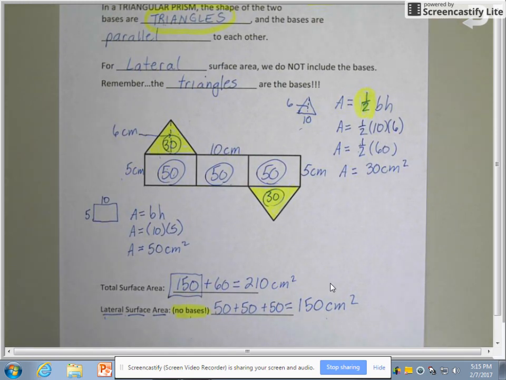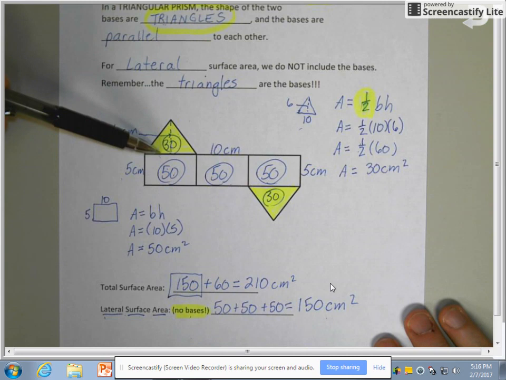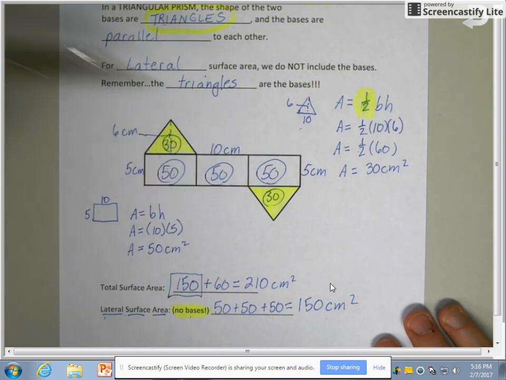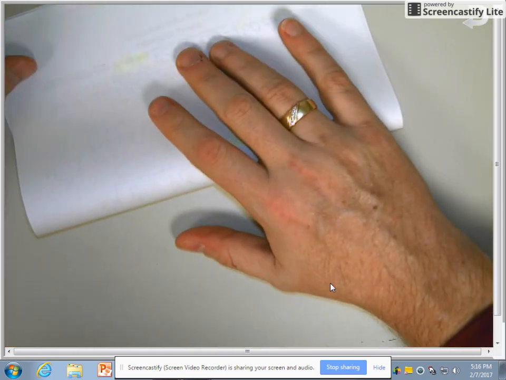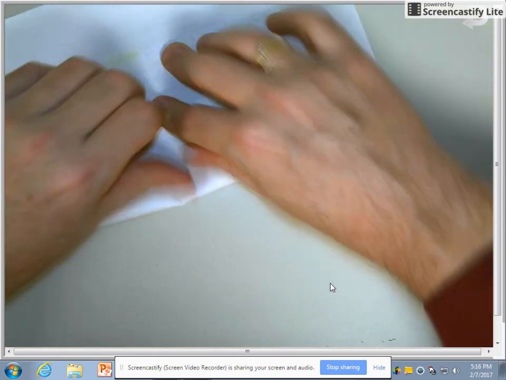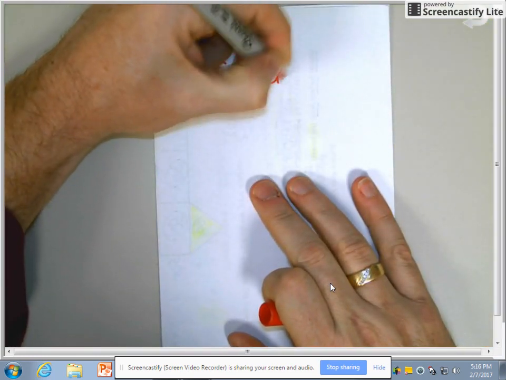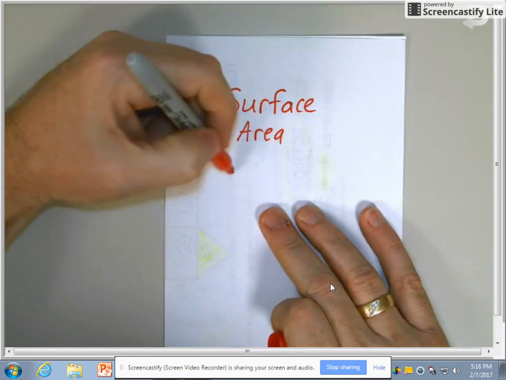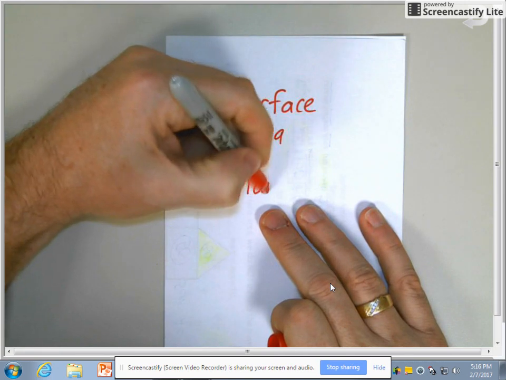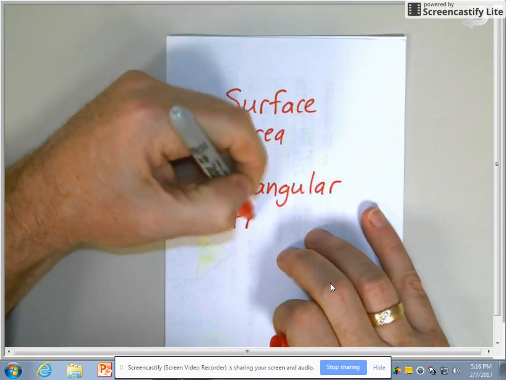And that's it. That's all there is to it. If you know how to find the area of rectangles and remember 1/2 for the triangles, you'll be in good shape. So go ahead and fold this up, glue this into your math notebook, and then on the outside you might even want to write surface area of triangular prisms.